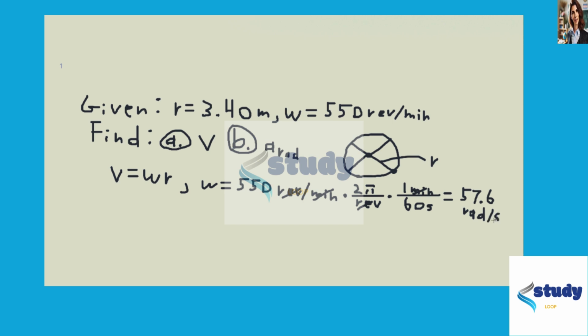Okay, so now I can plug this value into the equation for the linear velocity v here. I'm going to use the calculator. I'm going to use the value just calculated for omega, and I'm going to plug in r equals 3.4 meters to get v here. So if I do that, I'm going to have a linear velocity of 195.8 meters per second. So that's my linear velocity.